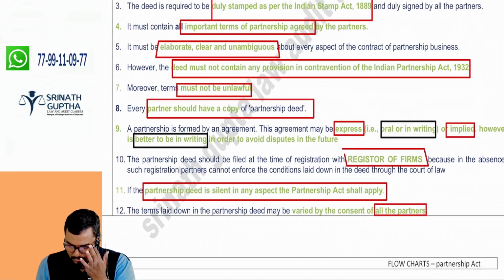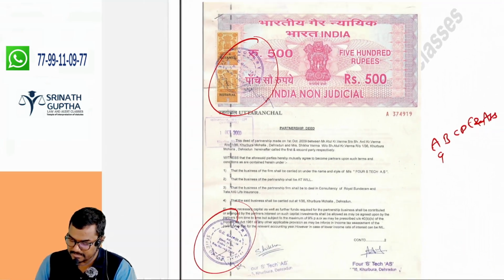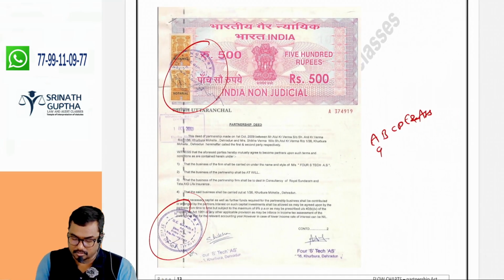If the partnership deed is silent, the Partnership Act will be applicable. It can be altered with the consent of all the partners. How many partners? All the partners. This is an example of the partnership deed. It must be stamped as per the Indian Stamp Act.